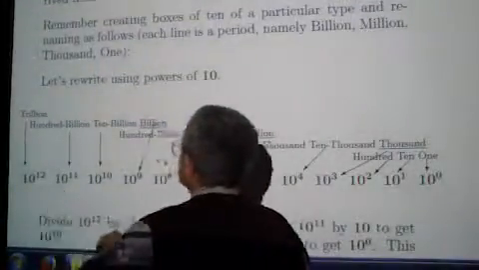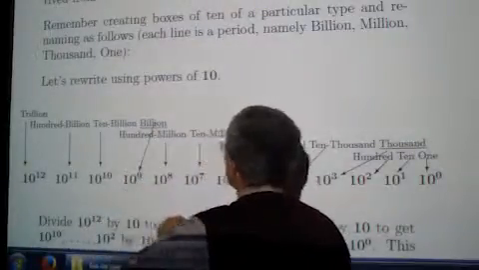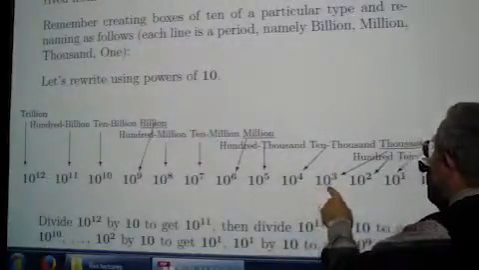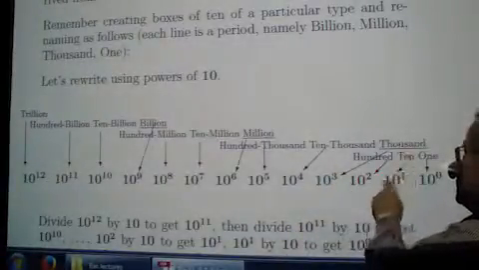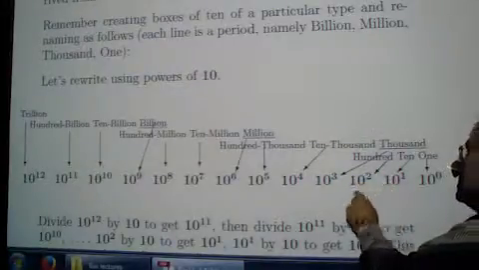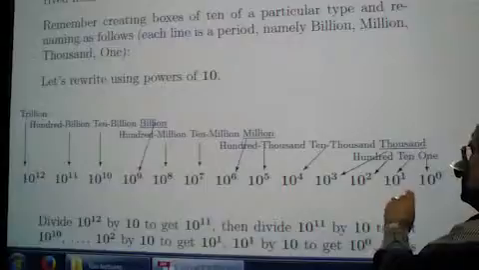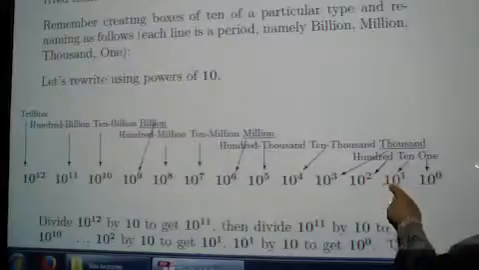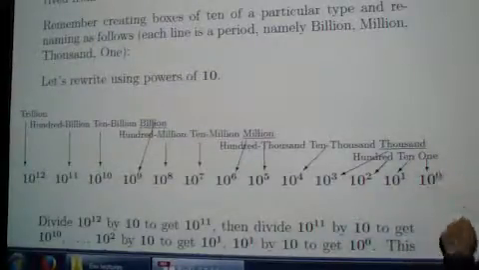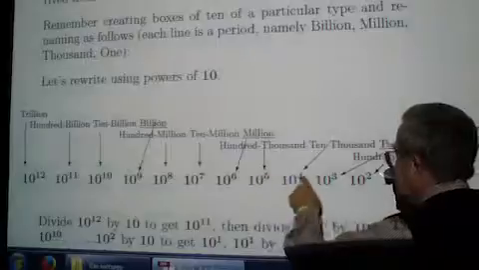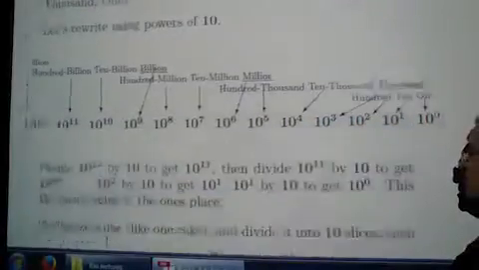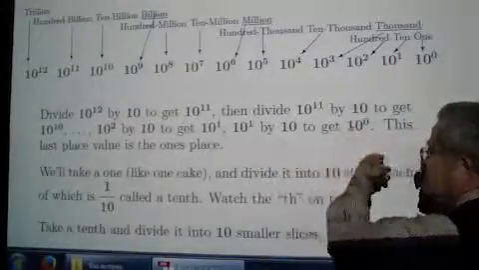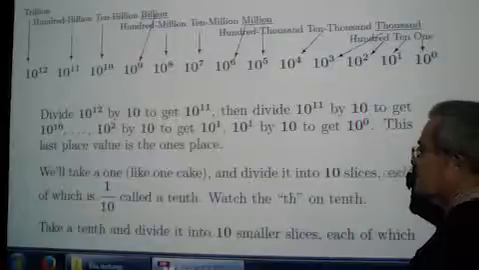Like a trillion is 10 to the 12, a billion is 10 to the 9, a million is 10 to the 6, 1,000 is 10 to the 3, divide by 10, you have 10 to the 2, which is 100, 10 to the 1, which is 10, 10 to the 0, which is 1. Note the exponent, 6, 5, 4, 3, 2, 1, 0. You keep on dividing by 10 to go from the left on down.